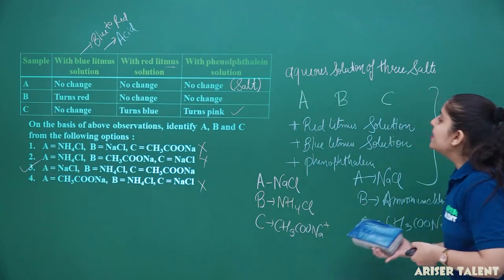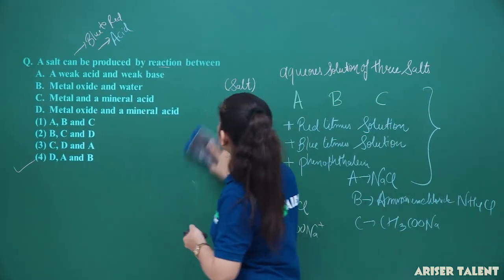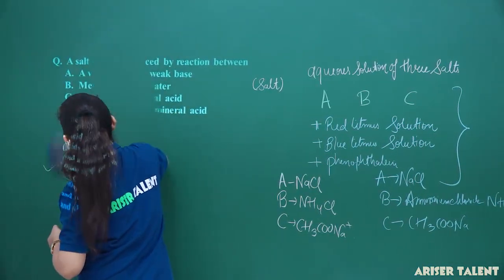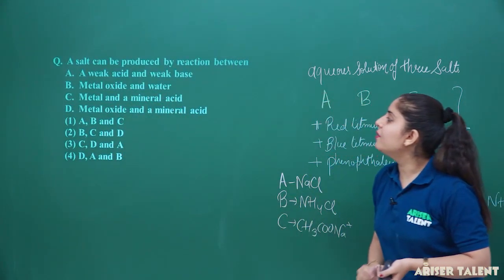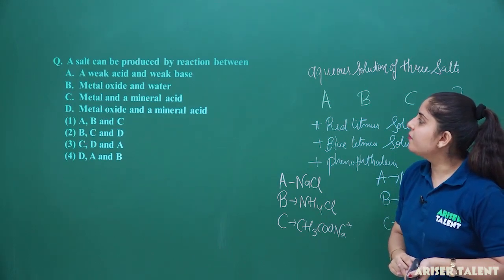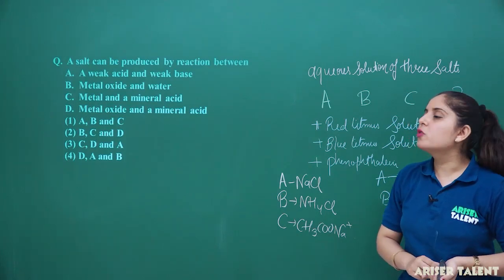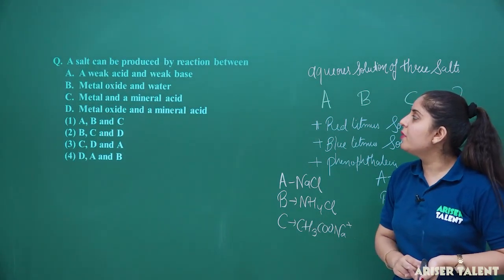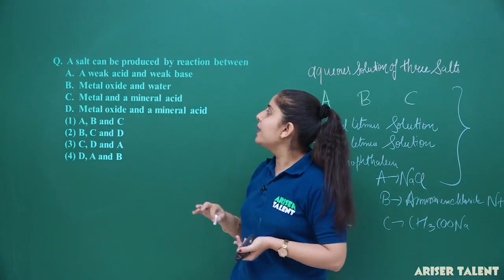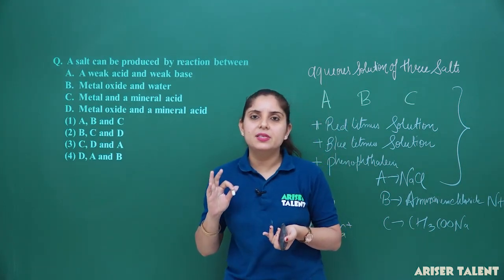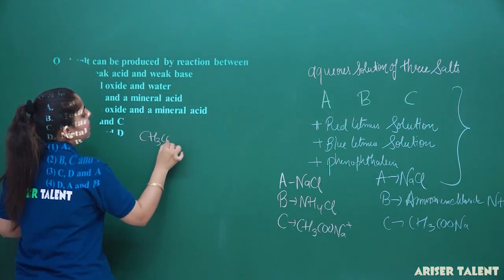Now, let us discuss the next question in this sequence. A salt can be produced by the reaction between weak acid and weak base, metal oxide and water, metal and mineral acid, and metal oxide and mineral acids. So let us perform the reactions here to analyze in which reaction a salt is formed. Firstly, I am taking a weak acid and a weak base. This is our weak acid.